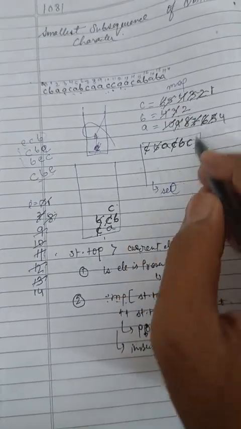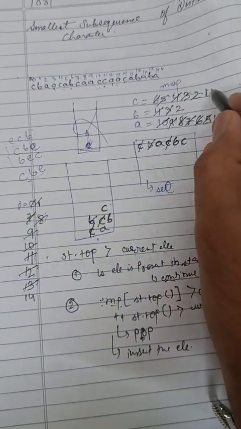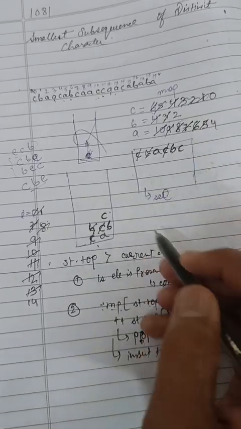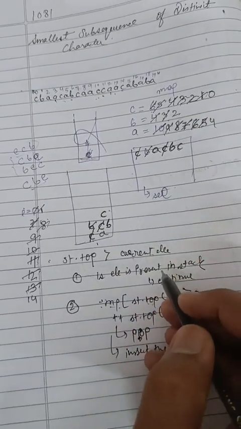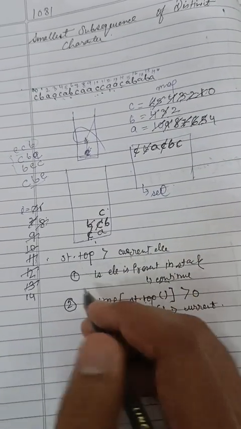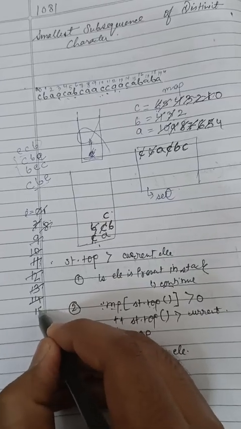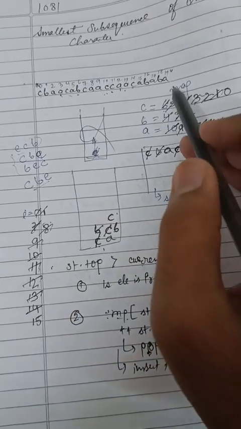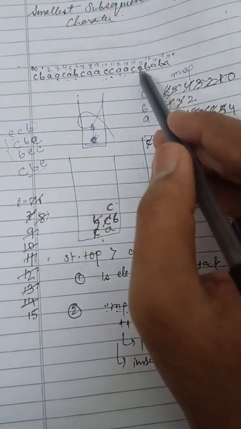Again C. We will decrease the frequency of C. Now it will be 0. Now C is not greater than C. Is it present in stack? Yes, it is present in stack, so it will be now 15. Okay, now we are on 15th index.